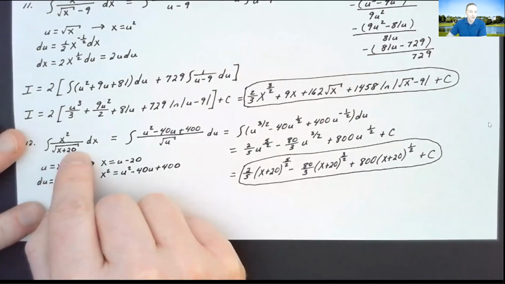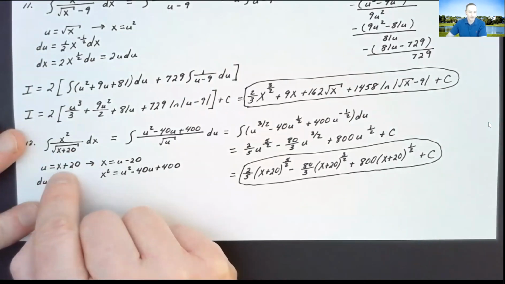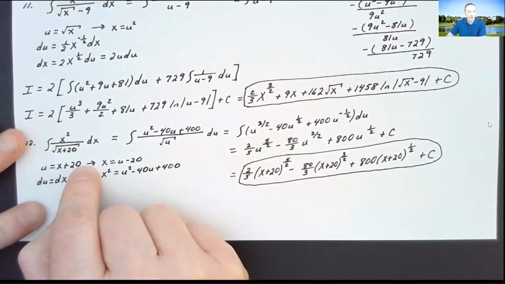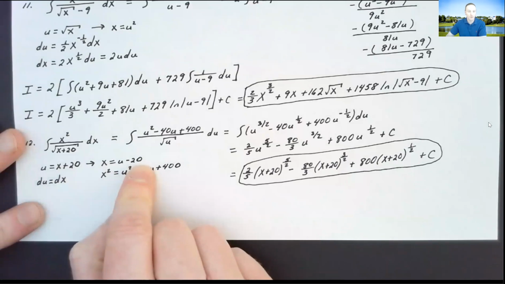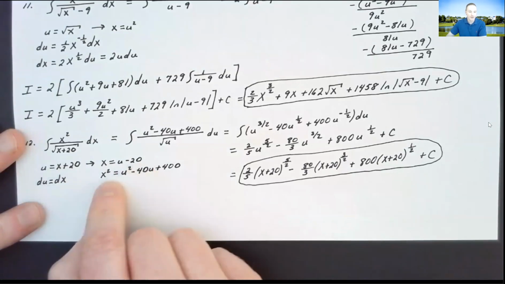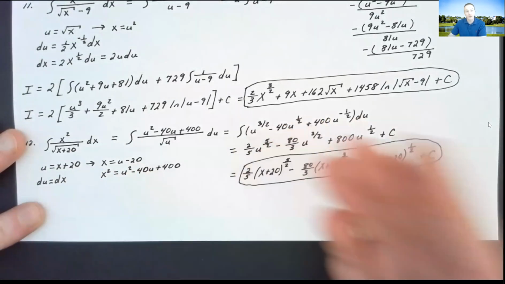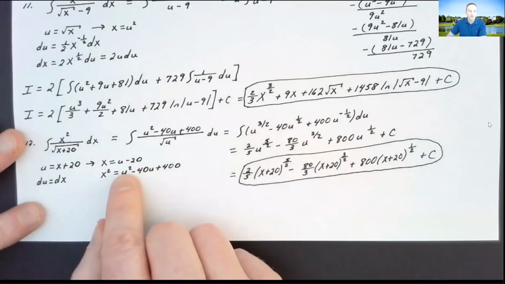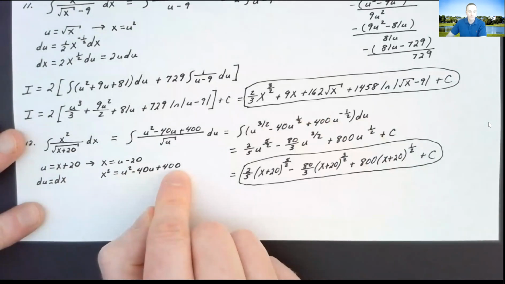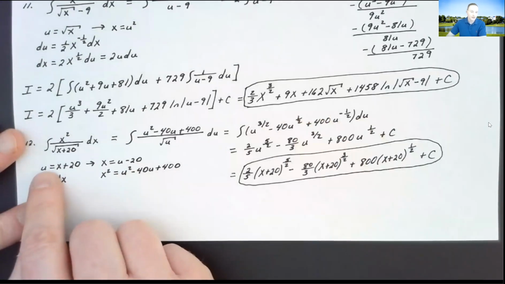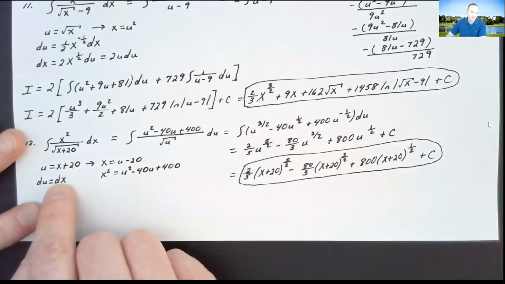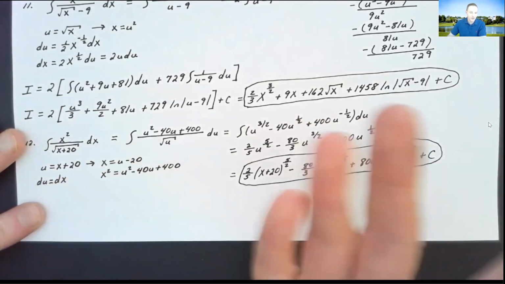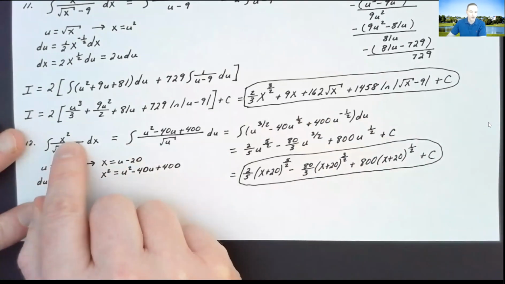So the first step to this problem is, well, clearly a substitution. I'm going to let u equal what's inside of that square root, the x plus 20. Thus, x is equal to u minus 20. And then I can say, well, then x squared would be u minus 20 squared, or u minus 20 times u minus 20. They give you u squared minus 40u plus 400. Now, clearly, if u is equal to x plus 20, then du is equal to 1 dx, or just du is dx.